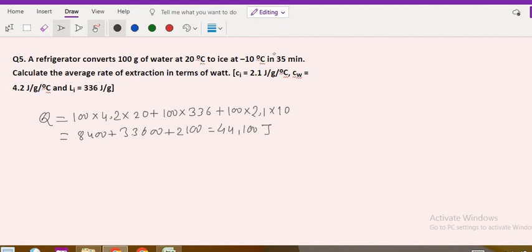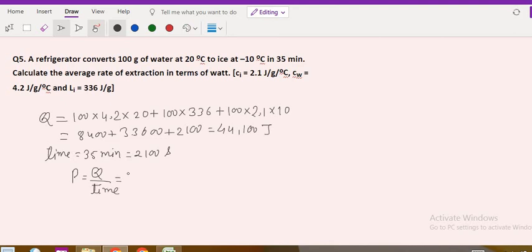But he has given us time also. In 35 minutes it is to be done. So the time is equal to 35 minutes. We have to convert it into seconds because the power is asked in watt. So 35 minutes in seconds would be equal to 2100 seconds. So my power would be equal to the rate of extraction of heat, that is Q, that is energy divided by time.